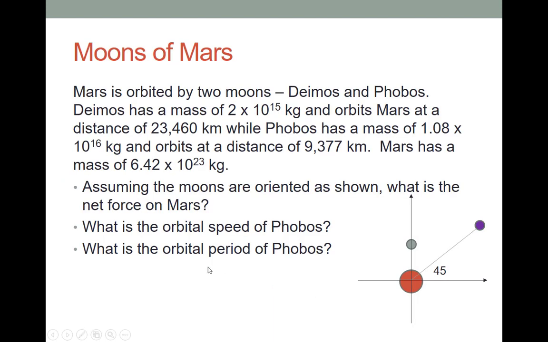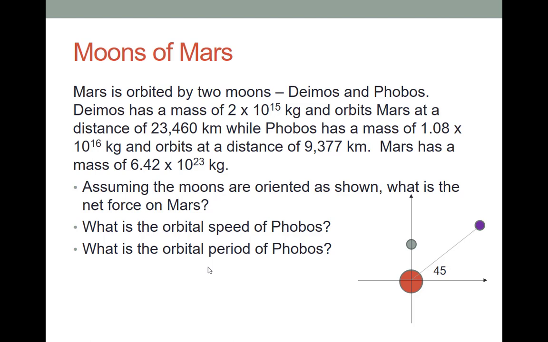Now let's take a trip to Mars. Mars is orbited by two moons, Deimos and Phobos. I give you the mass and the distance that each moon orbits Mars at, and I also give you the mass of Mars. The first question I have is, given the orientation shown, what is the net force on Mars? And then we want to find the orbital speed of Phobos and the orbital period of Phobos.